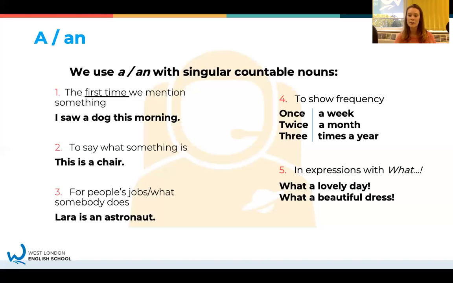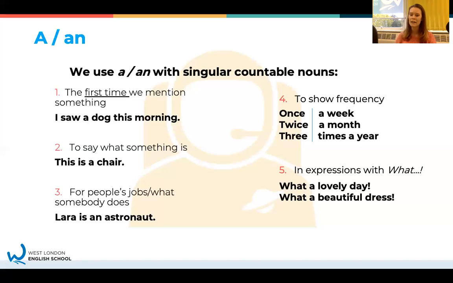Okay, and then we also use a and an to show frequency. So like we can see here, once a week, once a month, we might say twice a week, twice a month, three times a year, once a year, but we use a. Now, you might think that we use per. Per is not actually used very often by English people. We tend to use a, like once a week rather than once per week. It doesn't matter if you say per, but it sounds more natural to use a.